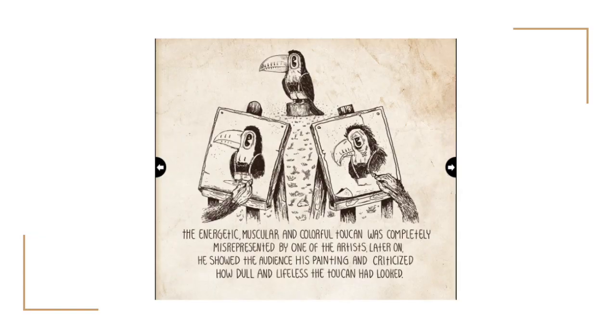We will do a little bit more work identifying these in class. What we're going to look at here briefly are a couple examples. These examples are from a book called An Illustrated Guide to Bad Arguments. Pretty fantastic. So here's the first one, all right? We've got this little cartoon. The energetic, muscular, and colorful toucan was completely misrepresented by one of the artists. Later on, he showed his audience this painting and criticized how dull and lifeless the toucan had looked.